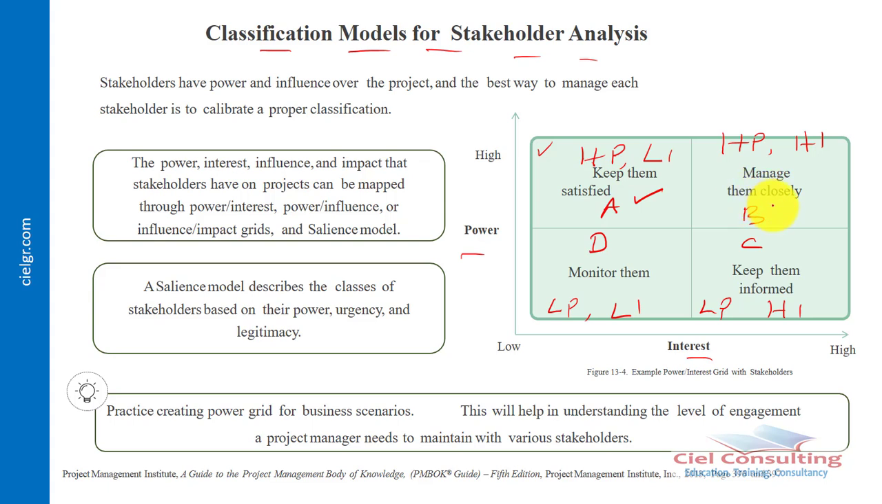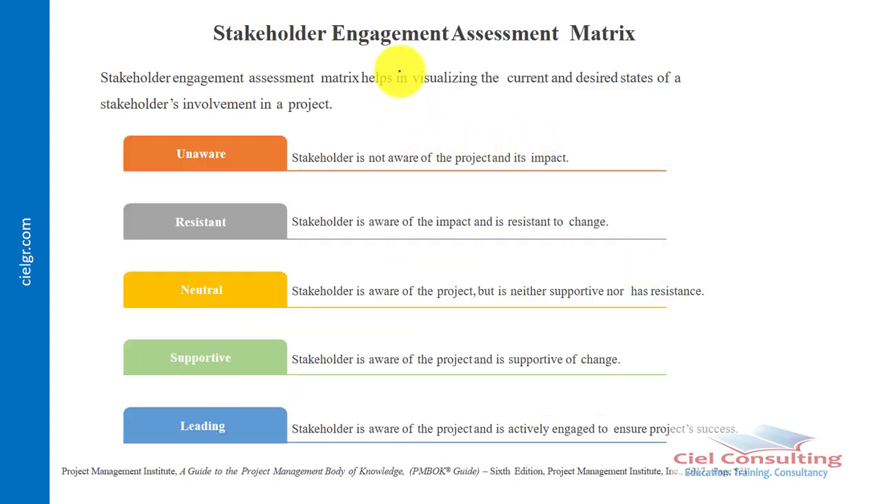Then for stakeholders that have both high power and high interest in your project, you need to manage them closely. And then also stakeholders that have low power but high interest, these stakeholders need to be informed, so you need to keep them informed. And then for stakeholders that have both low power and low interest, you now need to monitor such stakeholders. So the power interest grid is one of the most popular classification models we can actually use to, 1, classify our stakeholders and then also determine how best to manage our stakeholders. Aside from that, we also have what we call the stakeholder engagement assessment metrics, which for short we refer to as the SEAM.